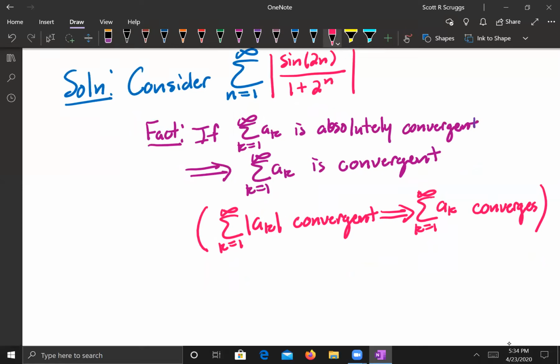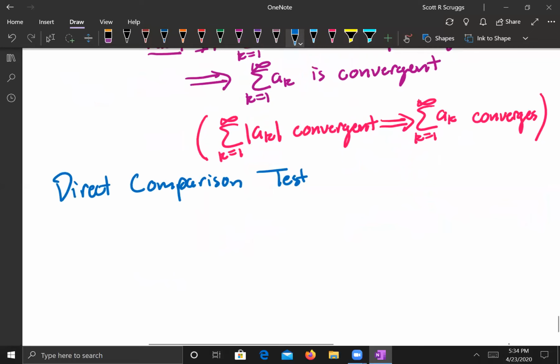I'm going to take the series with the terms being absolute value, and I'm going to check if that series converges. And I say it does, and I'm actually going to use a method that we mentioned before. You'll probably choose the other one, but it's the direct comparison test. And here's why.